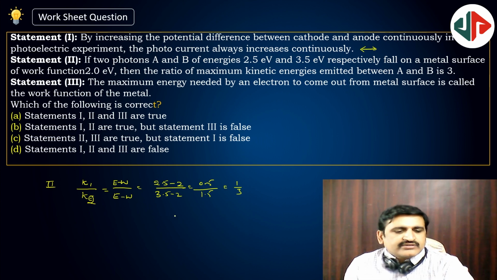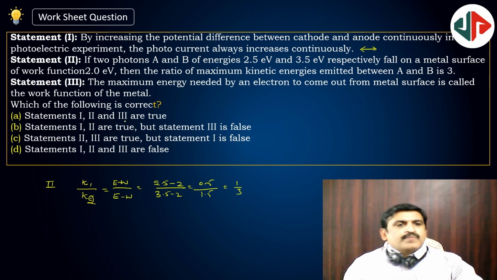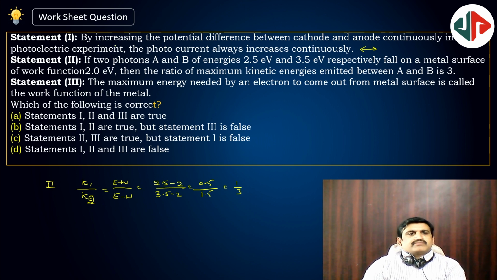Third one is the correct one? So the first one, by increasing the potential difference between cathode and anode continuously in a photoelectric experiment, the photo current does not always increase continuously; it increases only up to the saturation limit. So the first one can't be accepted. Second one, he asked the ratio of maximum kinetic energies of A and B. We got 1:3, but he is telling 3. So this is also a wrong statement.